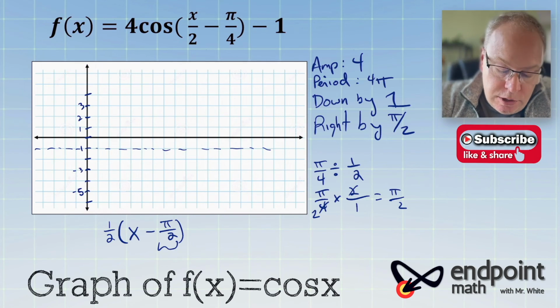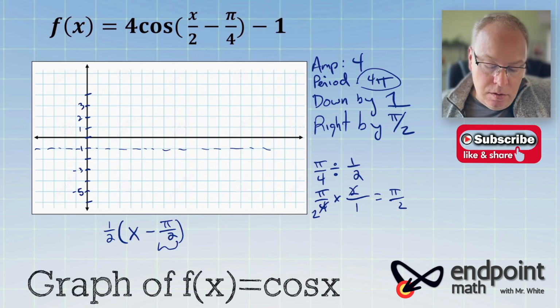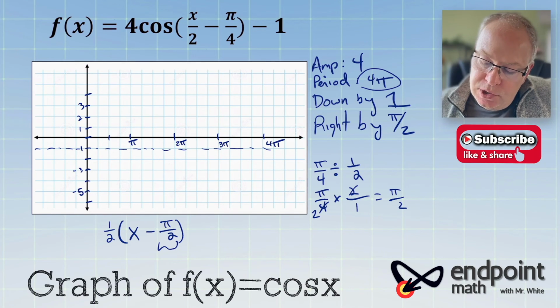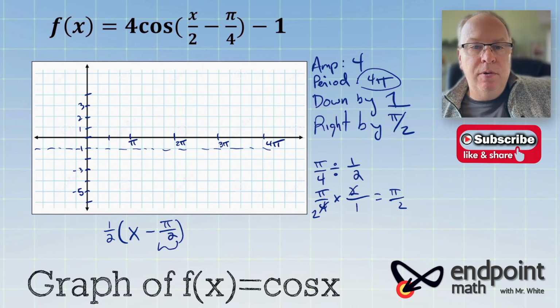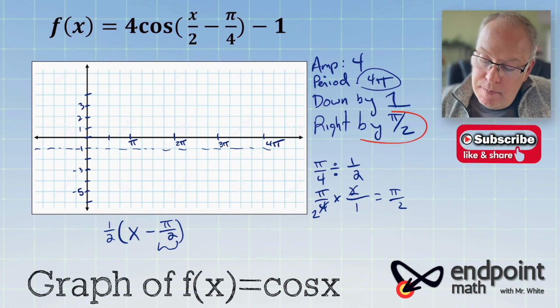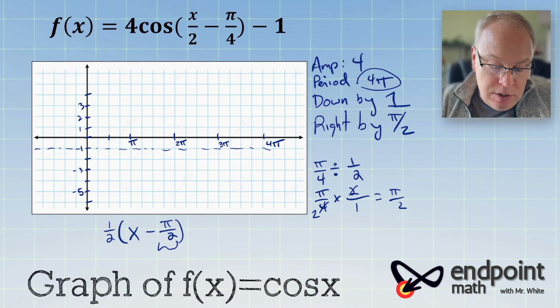All right, let's figure out where this first dot will go. Let's see, our period is 4 pi. All right, so we could label, this could be pi. Here's 2 pi. Here's 3 pi. And here's 4 pi. So I'm really stretching this out. And part of the reason why I'm doing that is because I have to shift to the right by pi over 2. So here's my pi over 2 shifted to the right.